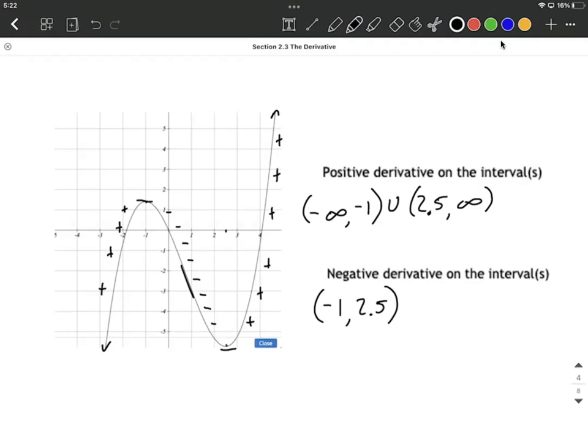Just be careful, it's always open intervals as we take a look at these. Increasing corresponds with positive derivatives. Decreasing corresponds with negative derivatives.